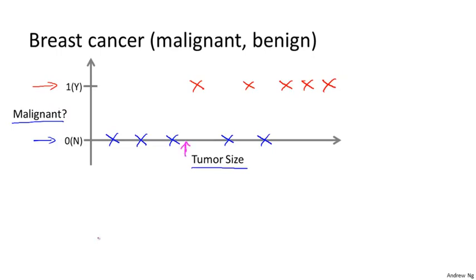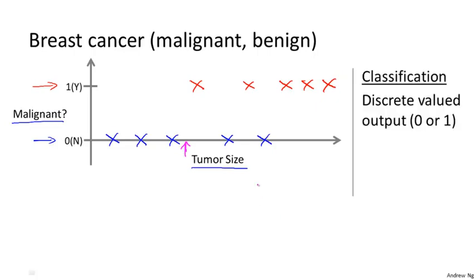The machine learning question is, can you estimate what is the probability, what is the chance that the tumor is malignant versus benign? To introduce a bit more terminology, this is an example of a classification problem. The term classification refers to the fact that here we're trying to predict a discrete valued output, 0 or 1, malignant or benign. And it turns out that in classification problems, sometimes you can have more than 2 possible values for the output.